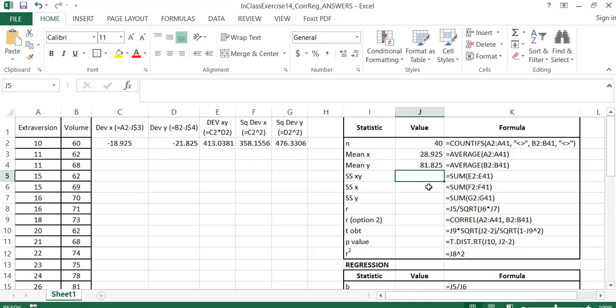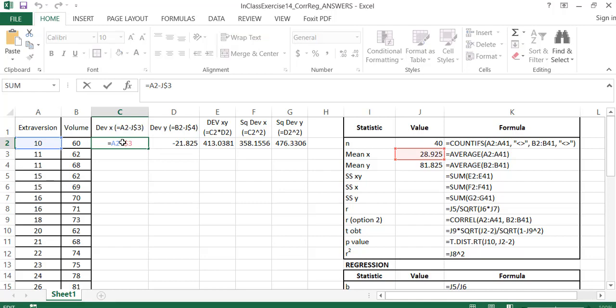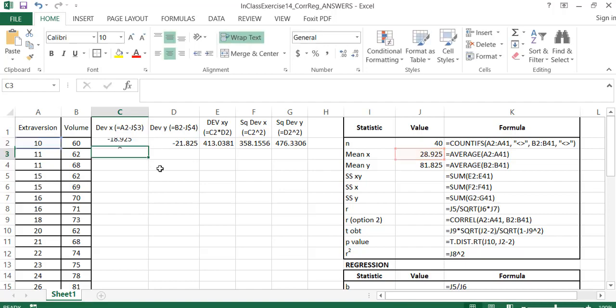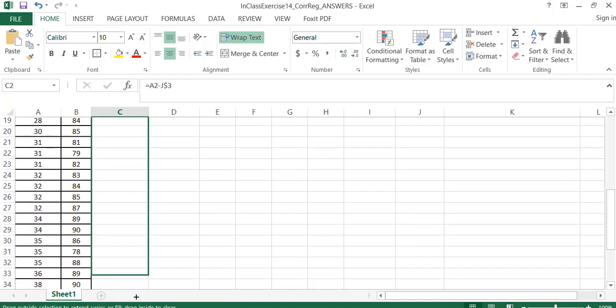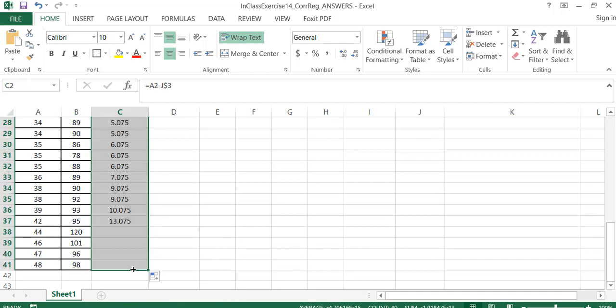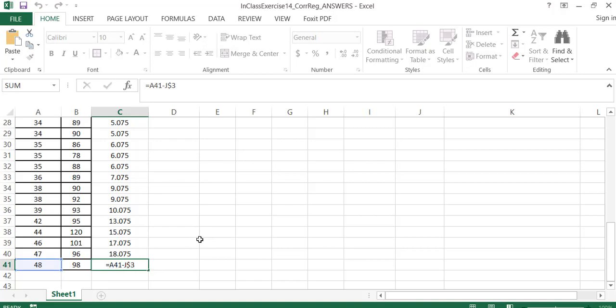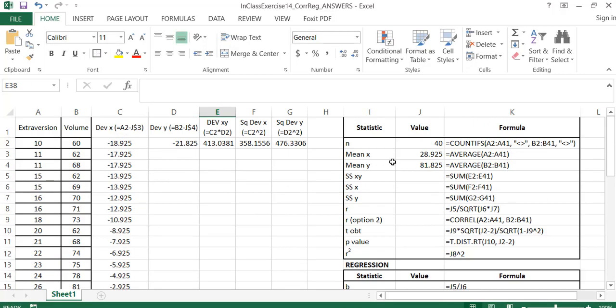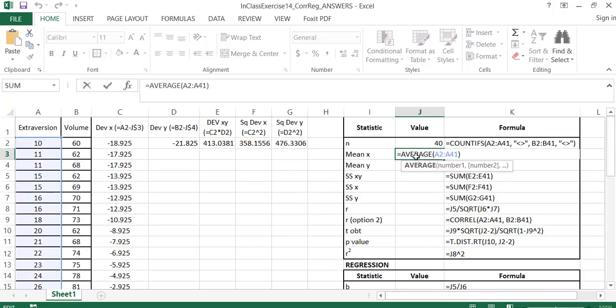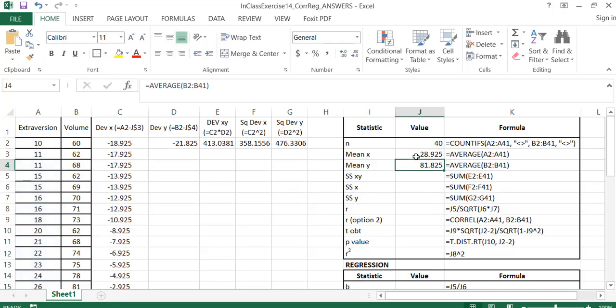Now we're going to do sum of squares XY. To do sum of squares XY, we have to get the product term of the deviations on X and the deviations on Y. So that's where these numbers are coming in. So we have A2, that X score, minus the mean on X. Just like we did deviations before, we're going to drag that down. So now it'll be A3 minus the mean, A4 minus the mean, all the way down to A41. We could check to make sure that's working correctly. 48 minus J3, double check that J3 is in fact the mean on X. That is where it is. So that's what we want.